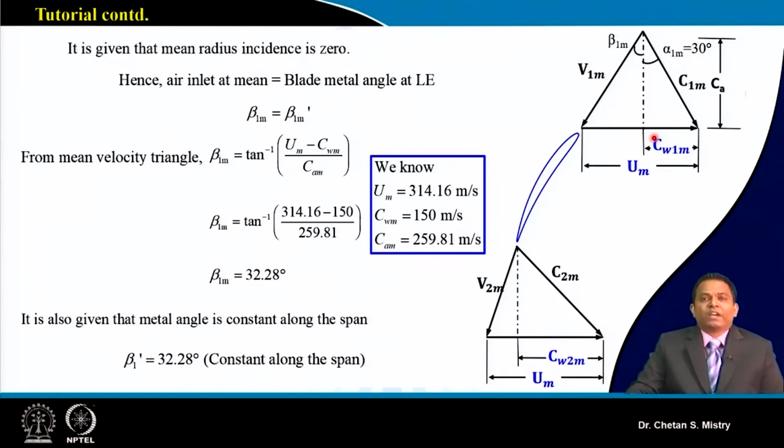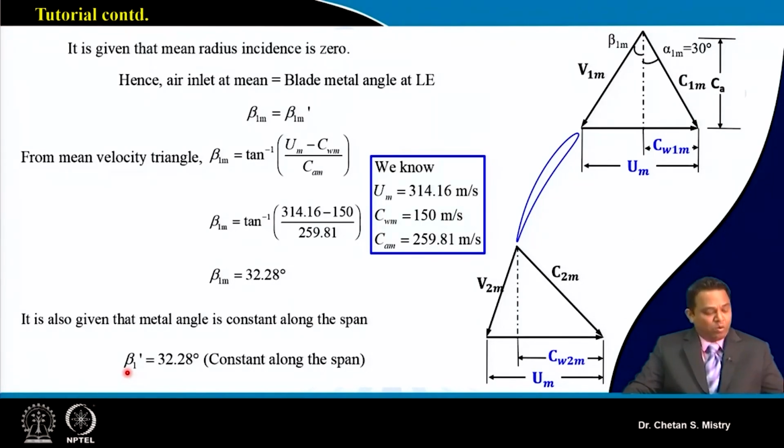Okay, so it's always advisable that you make your velocity triangle freehand. That will help you in calculating different flow angles. So for this velocity triangle, my beta 1 is given by tan inverse of u mean minus CW mean divided by CA mean. Now these numbers are known to us, so we can calculate our beta 1 mean, that is 32.28 degree. Okay, here in this case my incidence angle is given 0, so my beta 1 dash is coming as 32.28 degree.